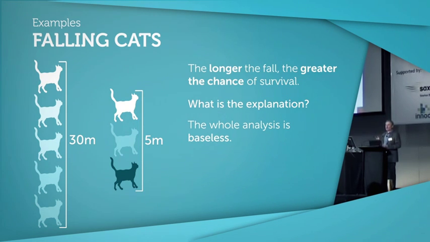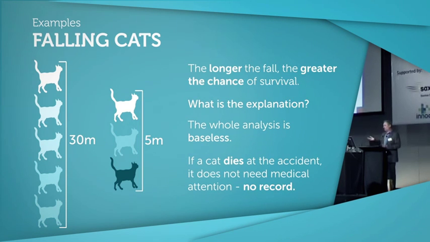If a cat dies in the accident, there is no need to take the cat to a medical center. So these cases are not represented to start with. So the whole analysis goes over the roof. So even scientists are falling into very simple traps, and we should be aware of that.